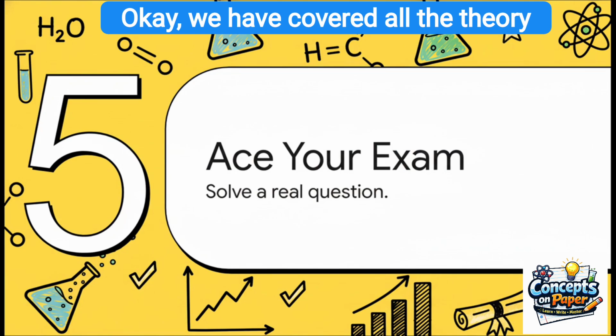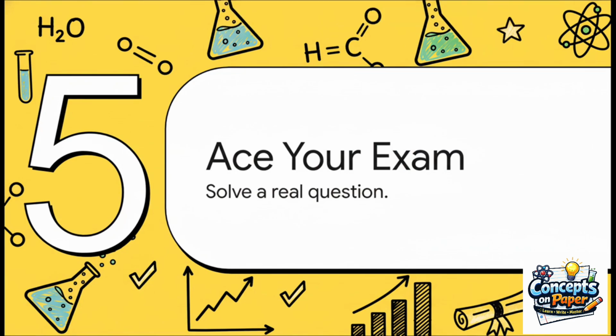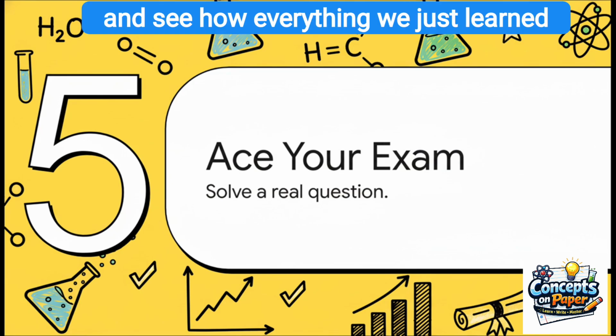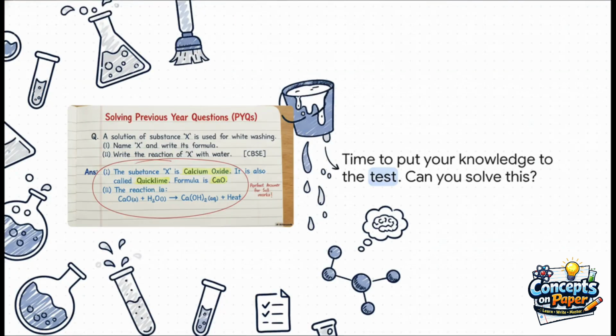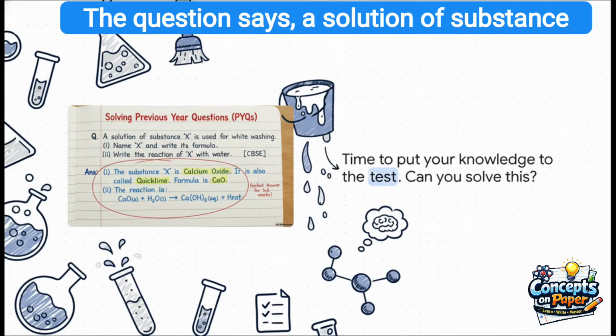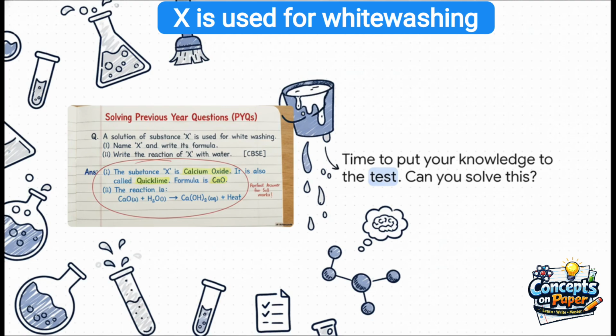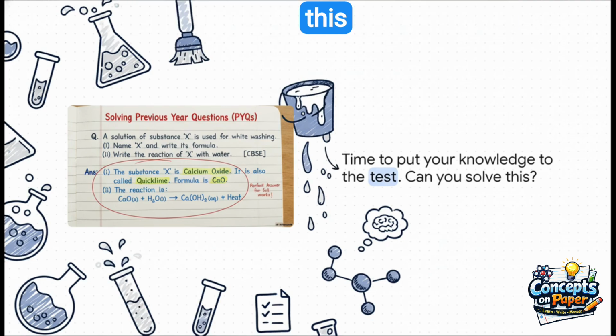Okay, we have covered all the theory from these amazing notes. Now it's time to put that knowledge to work. Let's solve a real question from a past exam and see how everything we just learned translates directly into marks. Let's tackle this. The question says, a solution of substance X is used for whitewashing. Wait a minute, we just talked about this.